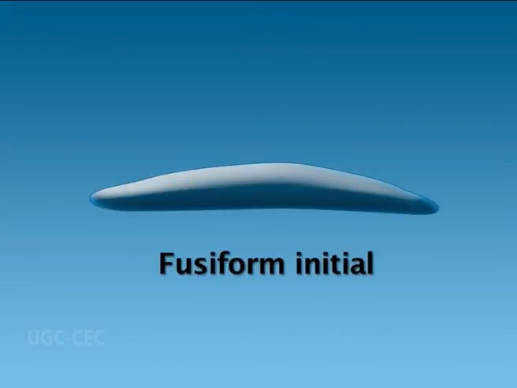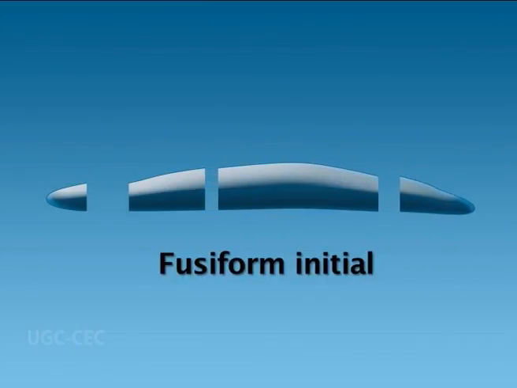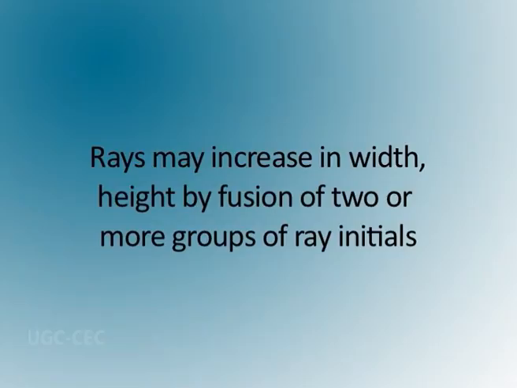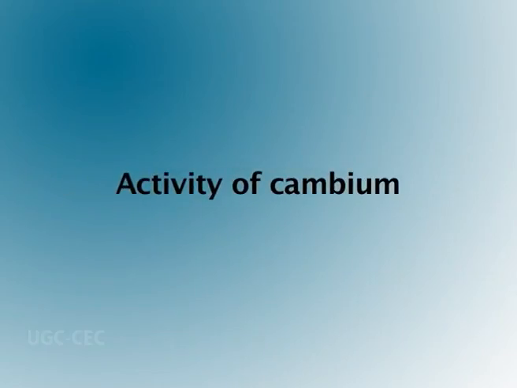Number 4. The whole or part of the fusiform initial may be segmented by transverse divisions to form a tier of ray initials. It is also believed that the ray initials may originate in more than one way in the same plant. Rays may increase in width and height by fusion of two or more groups of ray initials. Such fusions result from the intervening fusiform initials or by multiplication of already existing ray initials of the adjacent panels of rays.